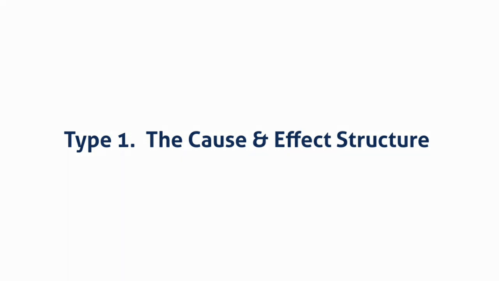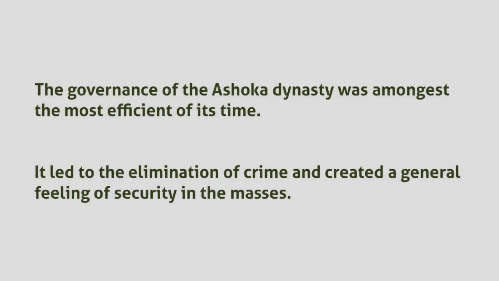Let's take an example to understand. Statement 1: The governance of the Ashoka dynasty was amongst the most efficient of its time. Statement 2: It led to the elimination of crime and created a general feeling of security in the masses. We can easily see the first statement is the cause and the second statement is the effect, because the second sentence depends on the first sentence.